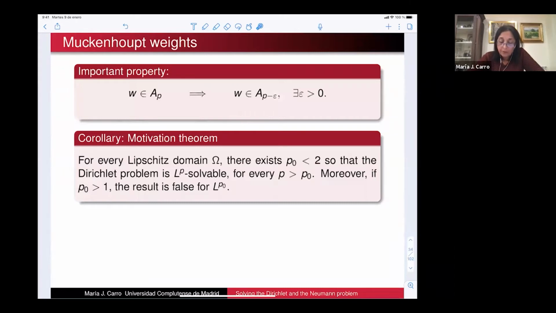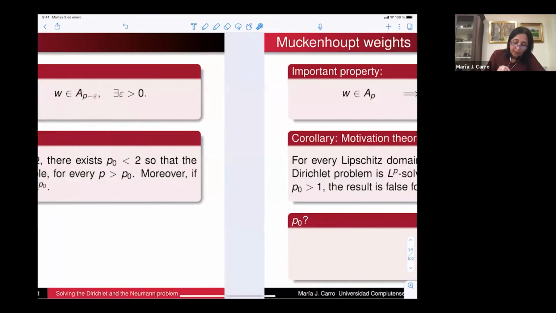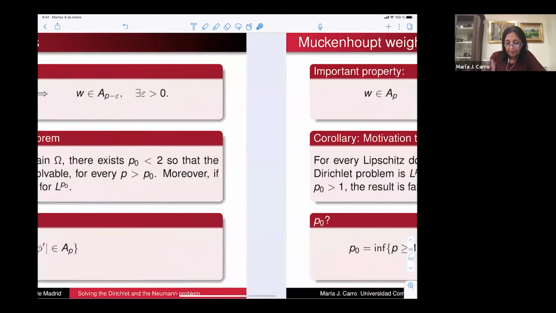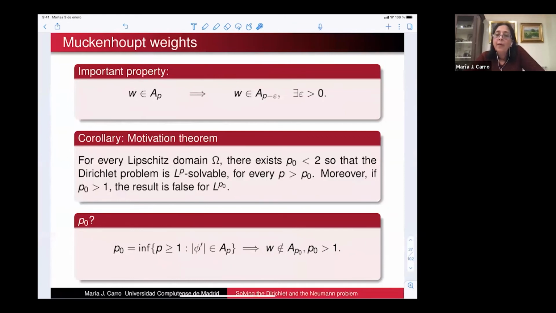Now, the second part of the theorem says the result is false for LP0 if P0 is bigger than 1. And this is clearly because P0 is exactly the infimum of the P such that phi prime is in AP. And of course, since that property is open, if P0 is bigger than 1, omega cannot be in AP0, because if not, there would be an epsilon, and it would be in AP0 minus epsilon. And that's the reason why the Dirichlet problem is not solvable in LP0.